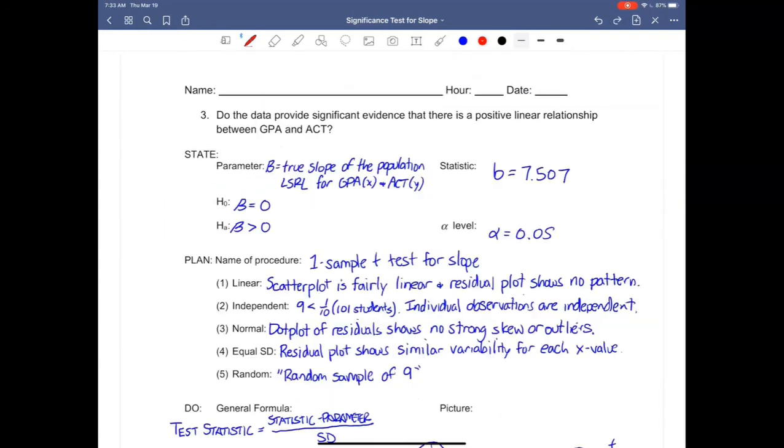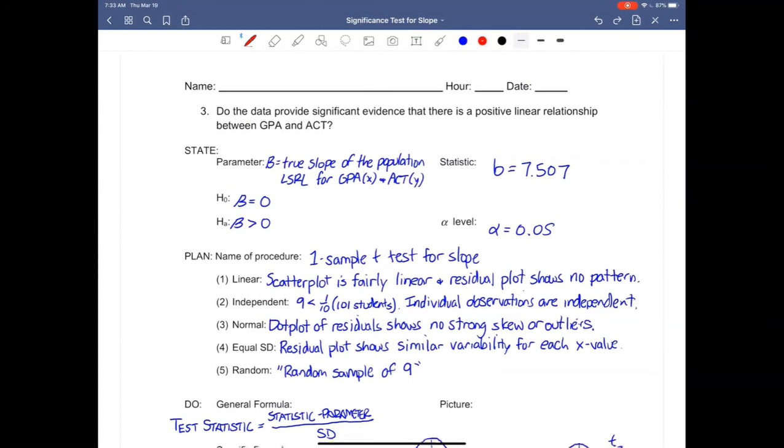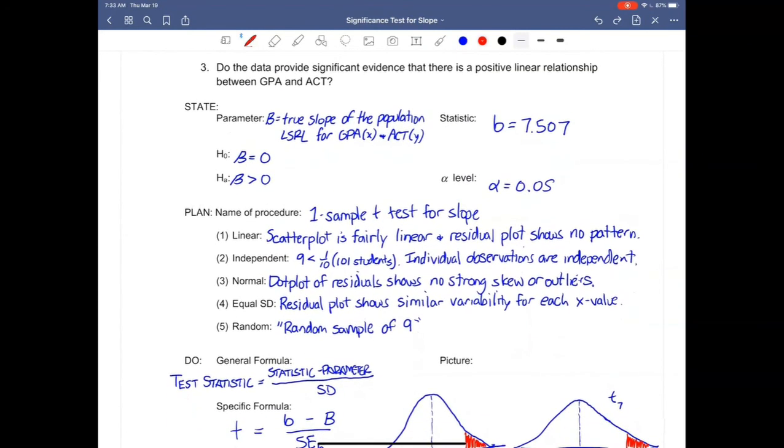Now let's see what we have for the full four-step significance test. So starting with the state, we need to first identify the parameter. So check to make sure that you've used the correct notation here, beta, which is the true slope of the population LSRL for GPA and ACT. This is where we'll put in our context of the problem.